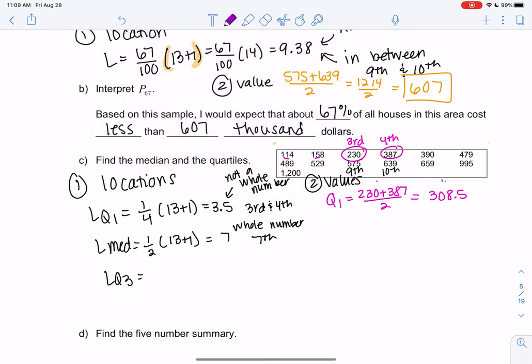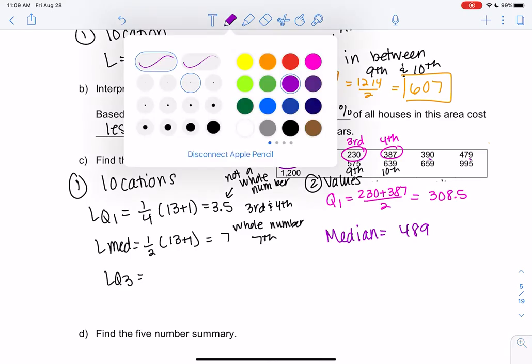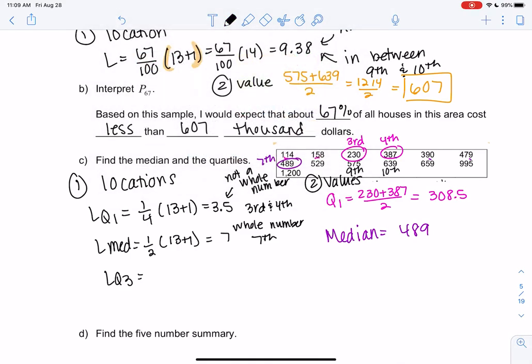So 3, 4, 5, 6, 7. So we don't have to do any averaging, it just is the seventh item. So the median is just 489. So when you get a whole number, it makes it a lot easier.